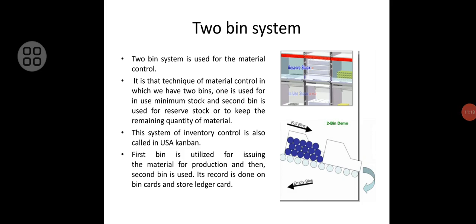The two bin system is used for material control. It is a technique for material control in which there are two bins. One is used for minimum stock, and the second bin is used for reserve stock, keeping the remaining quantity of material. This system of inventory control is also called the USA Kanban. The first bin is used for issuing material for production, and then the second bin is used. The record is kept on bin cards and storage ledger cards. That is the two bin system.